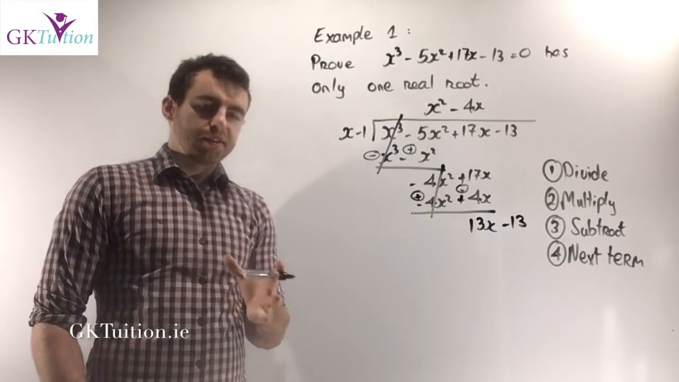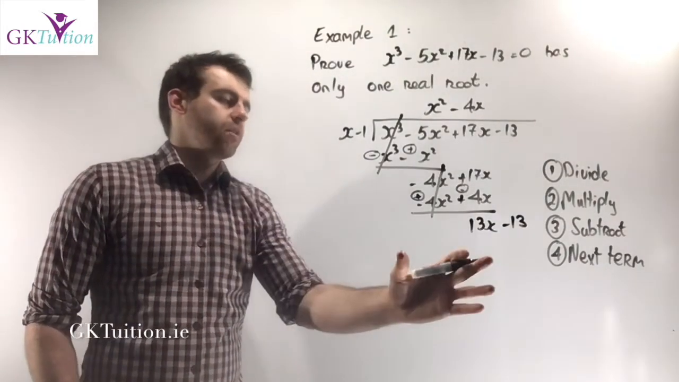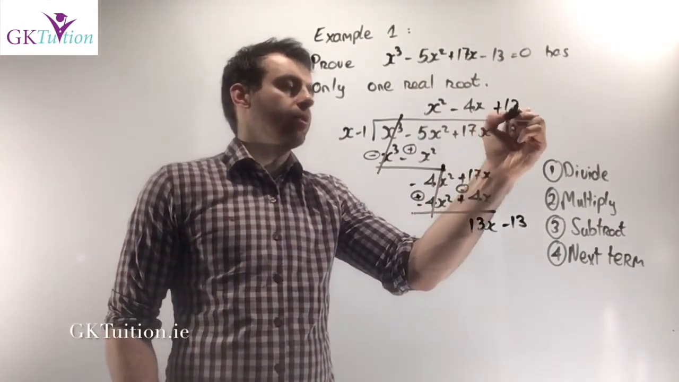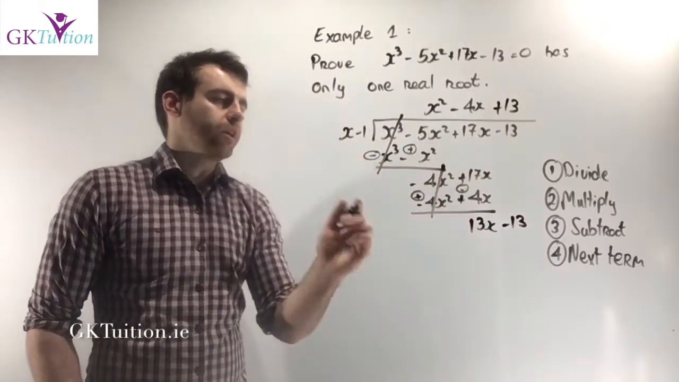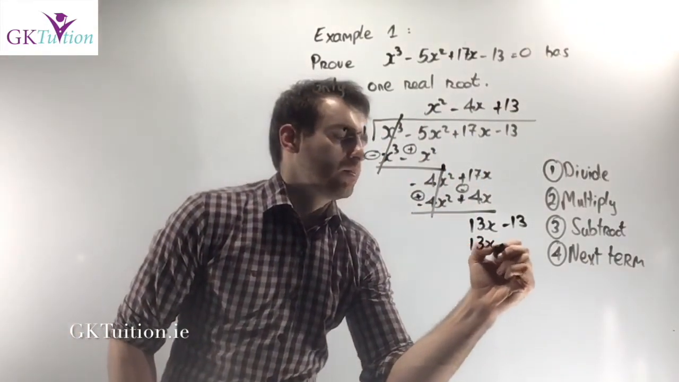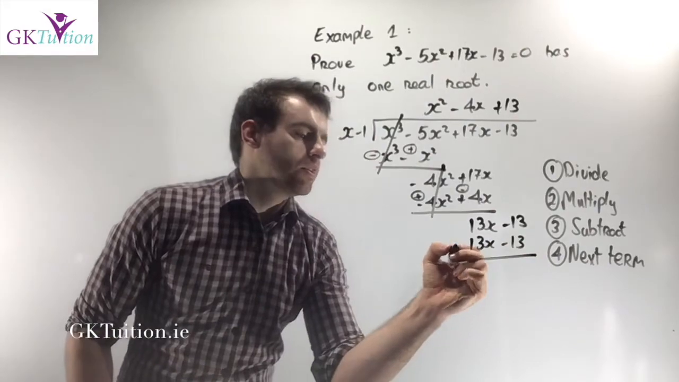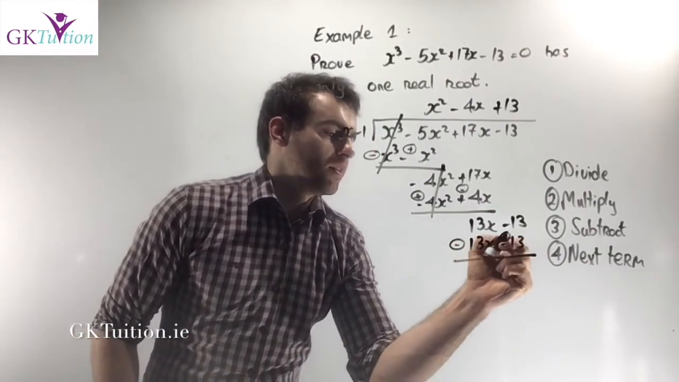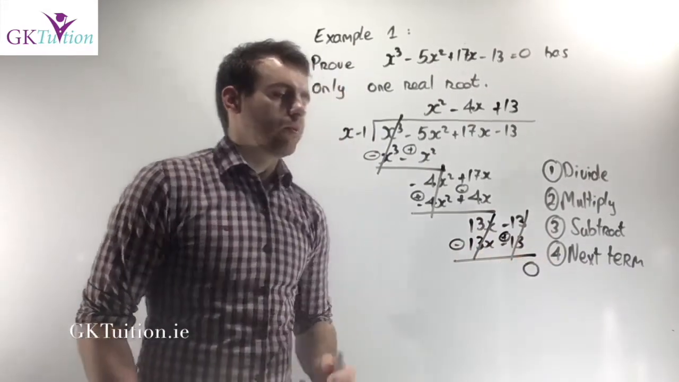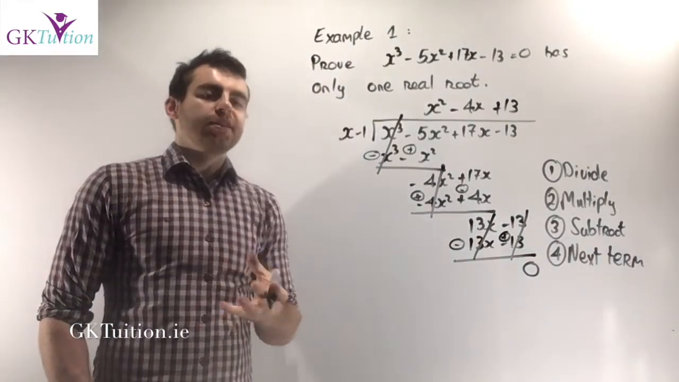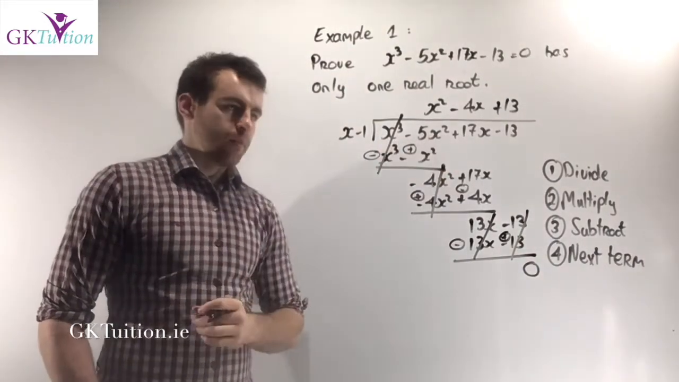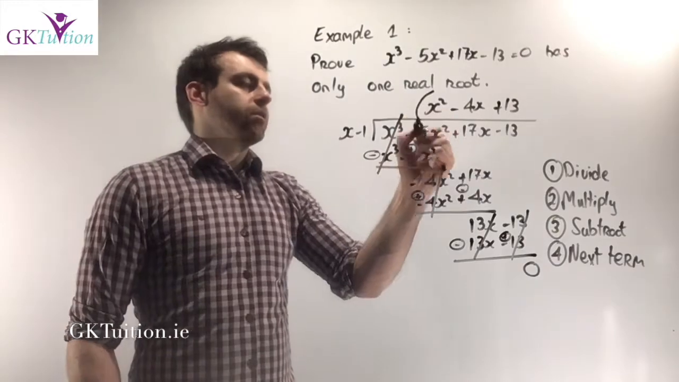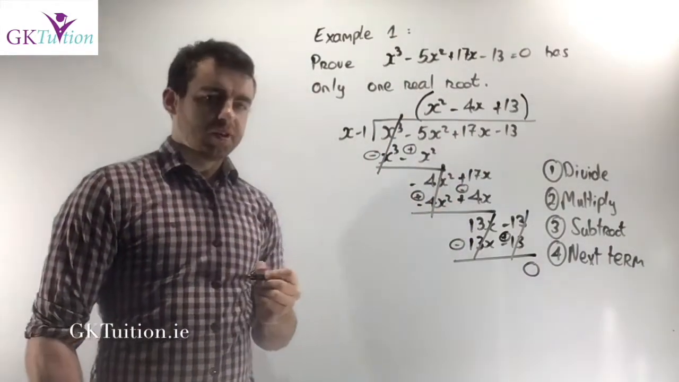And I'll start my process all over again. Divide x into 13x, and it gives me plus 13. And I'll multiply 13 by each of these, and I'll get 13x minus 13. I'll change my signs and subtract, and everything cancels, and my remainder is 0. So I've confirmed that x minus 1 is in fact a factor of the cubic. And that's given me the other factor, x squared minus 4x plus 13.